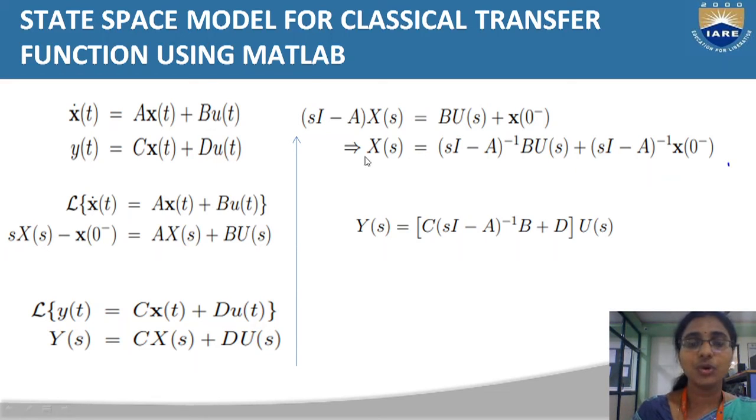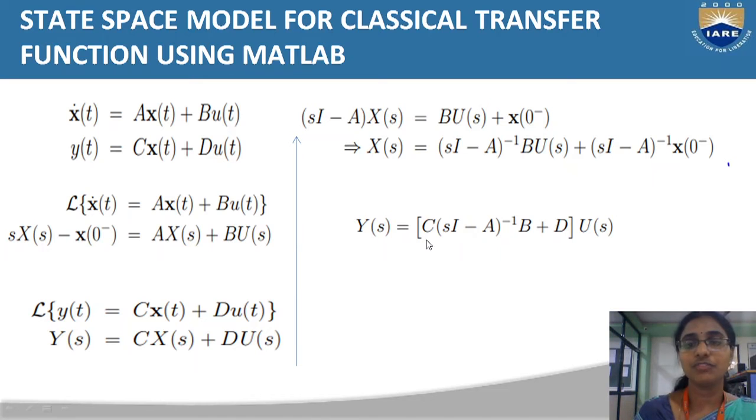Now we substitute this X of s term in the output equation, because finally we have to get our transfer function. What do we mean by transfer function? The ratio of output to input. Here the output term is Y of s and the input term is U of s. The extra term here is X of s, so I am using X of s in terms of input and substituting it in the output equation. This is the final equation we get.